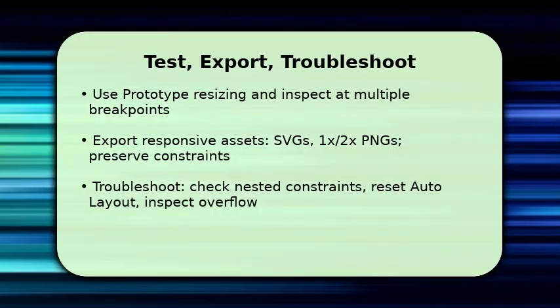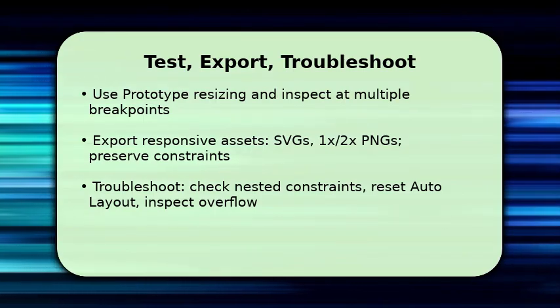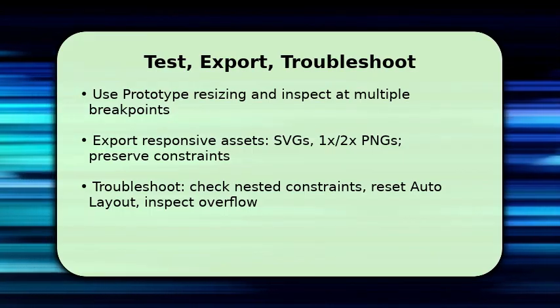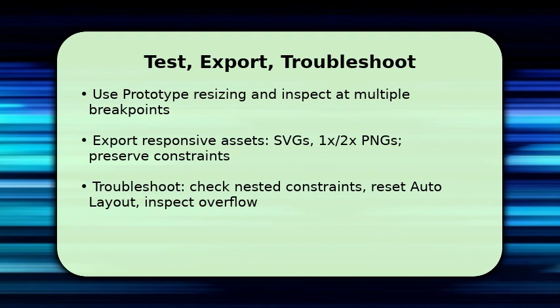If things go wrong, check nested constraints first. Most issues come from conflicting settings. If necessary, reset auto layout on the problematic container and rebuild that section. This targeted troubleshooting will get your responsive layout production-ready quickly.